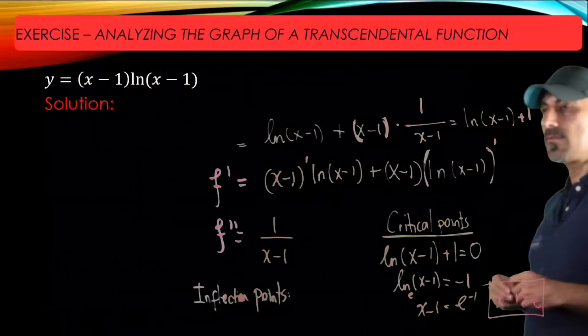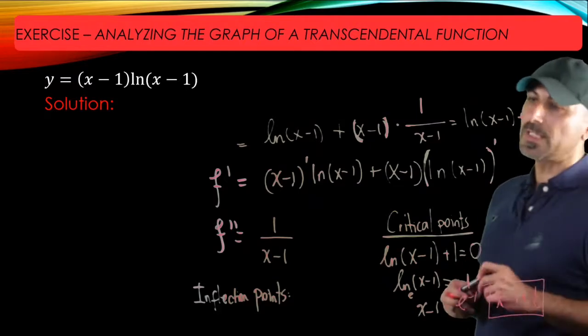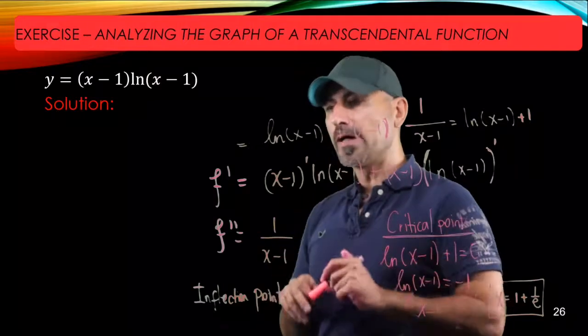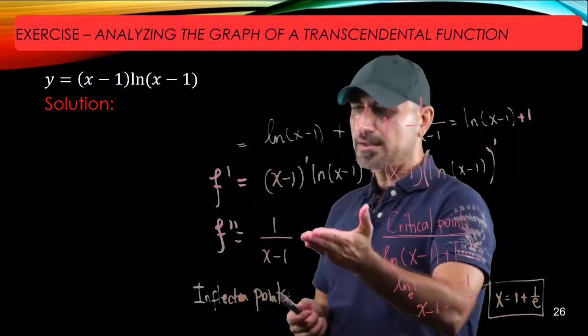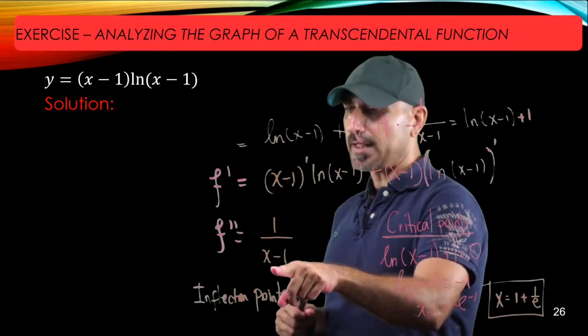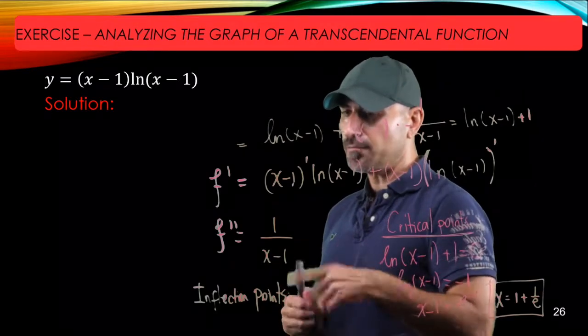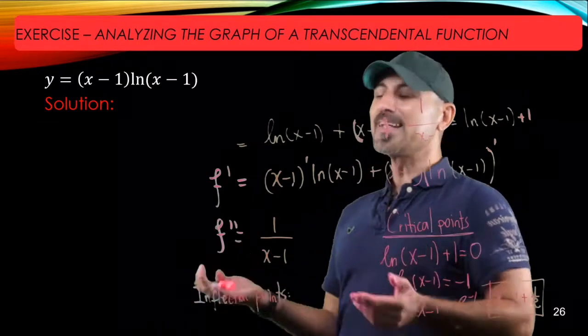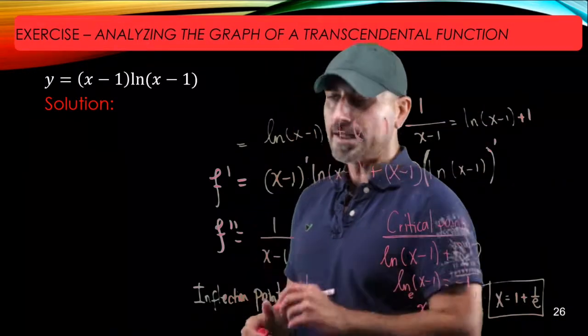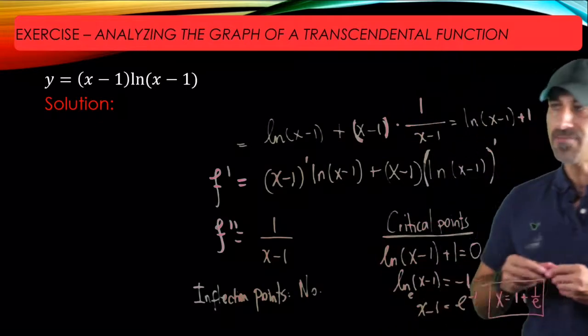The next thing to check is the inflection points. Well, inflection points are the points that make f double prime either 0 or undefined. Well, there's nothing to make this function 0. There's no x. But there's a value of x that makes this function undefined, which is 1. But unfortunately, 1 is not in the domain, so we can go ahead and conclude that there is no inflection point for the graph of y.